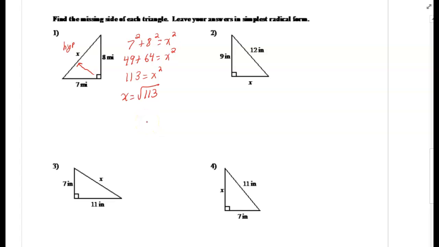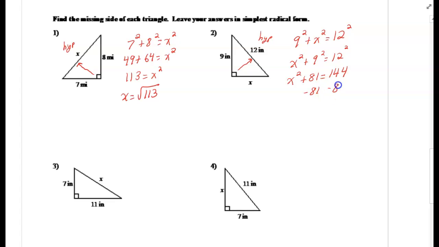If you look at problem number 2, again, across from the 90 is the hypotenuse. So I'm going to say 9 squared plus x squared is equal to 12 squared. A common question is sometimes can you say x squared plus 9 squared is equal to 12 squared? And the answer to that is yes. Either equation will work. So x squared plus 81 is equal to 144.